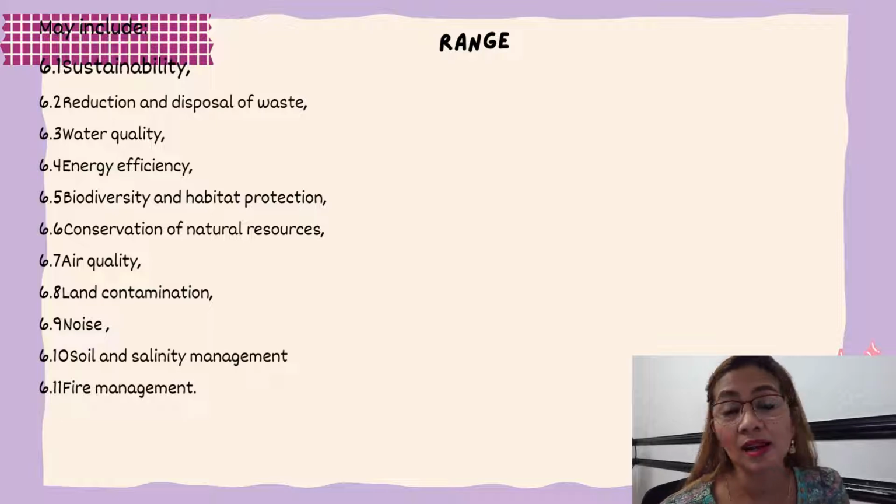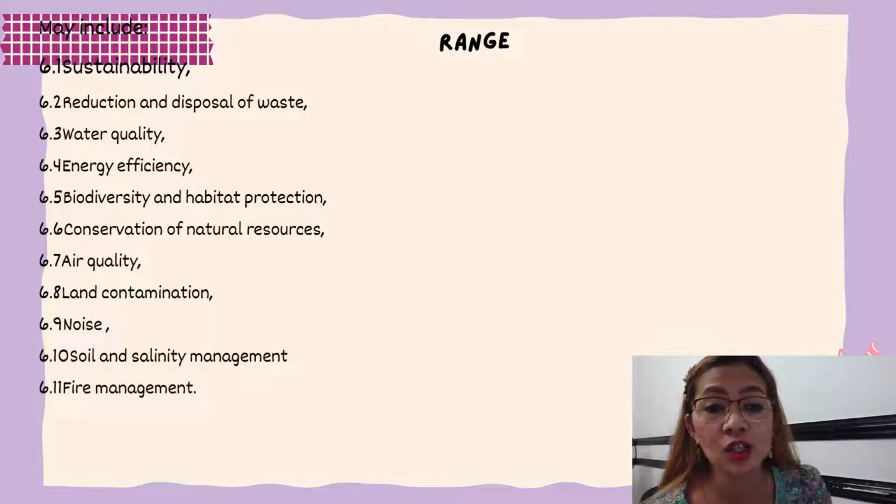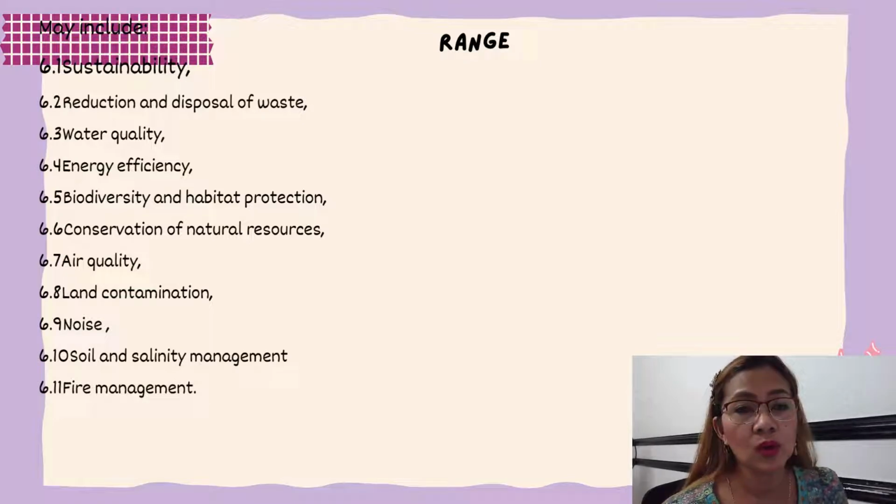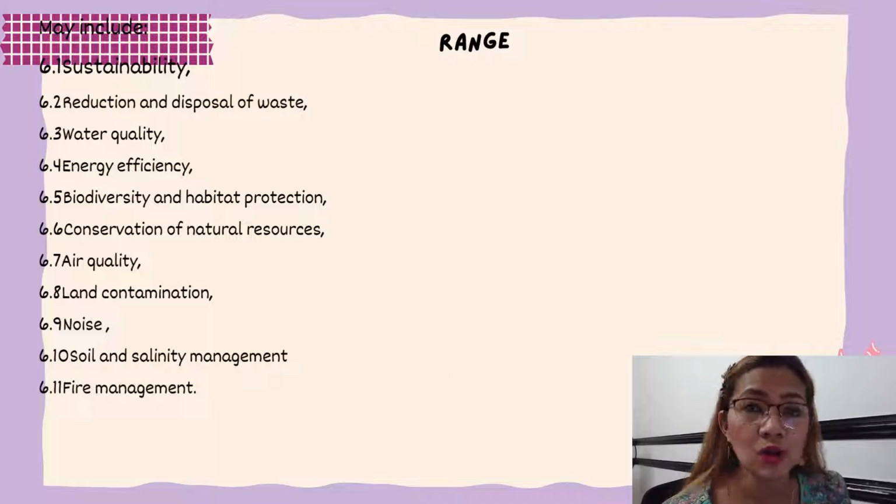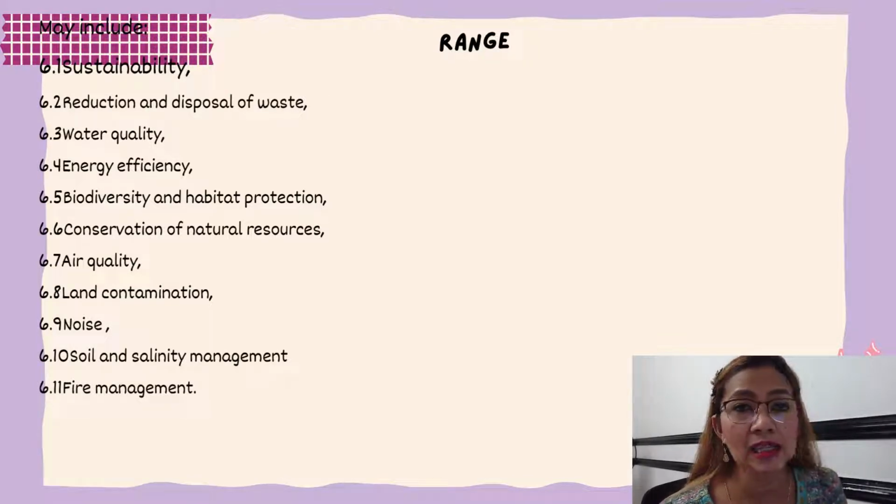So because these are one of the issues in the environment, you have to find ways how you are going to reduce and dispose your waste. The third is water quality. So how do you maintain your water quality? How do you maintain the proper use of your water, the proper disposal of your water? You should have a way on how to sustain this issue.